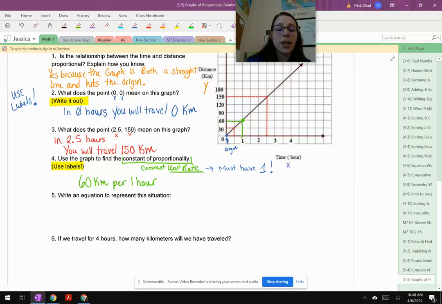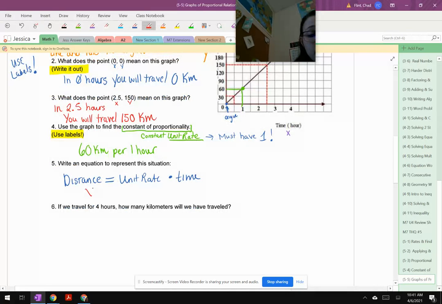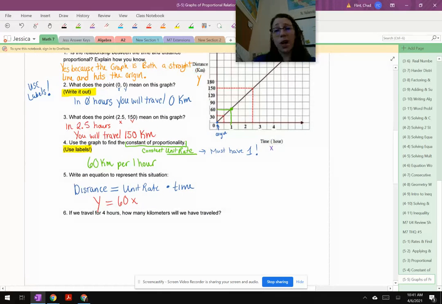Write an equation to represent this situation. I'm just going to use my 2 variables, my x and my y, and I'm going to use my unit rate to make an equation. So if 60 is the number of kilometers per hour, my distance would be equal to my unit rate times the time. So fill in the pieces. Distance is y, the unit rate was 60, and your time is x. So we'll talk more about that in our next lesson.